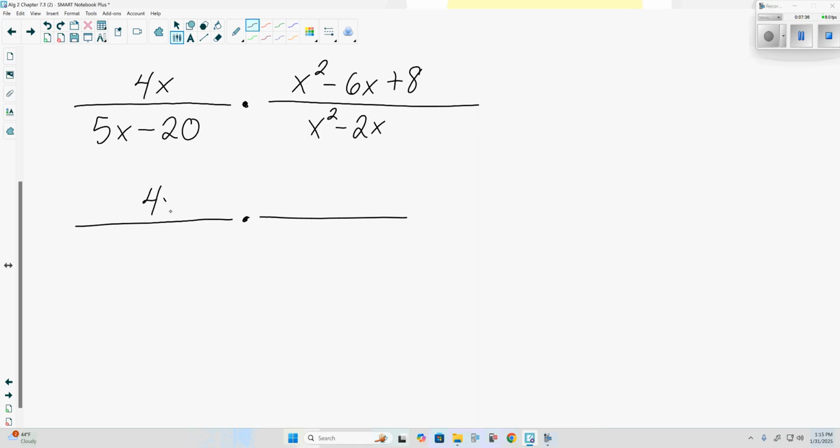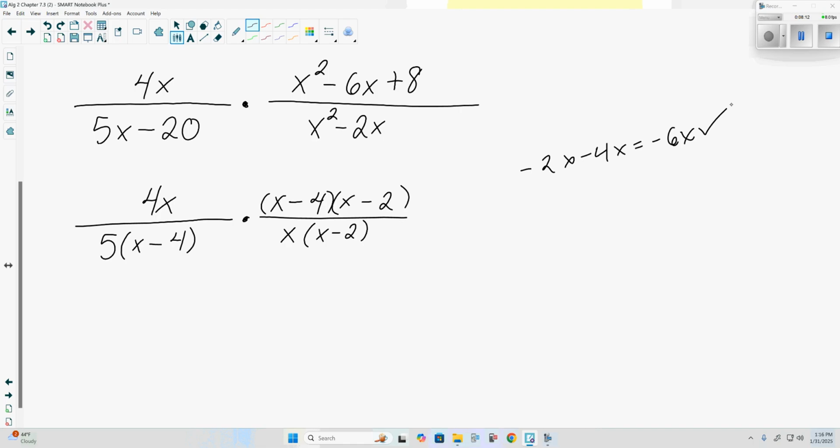4x is as simplified as it gets. 5 does go into 5x and 20, reducing it to 5 times x minus 4. X goes into our x squared and 2x. When we factor it out, we're left with x times x minus 2. So we have minus, minus, x and x, 4 and 2. And if we check this, we'd have negative 2x minus 4x, giving us the negative 6x that we wanted.